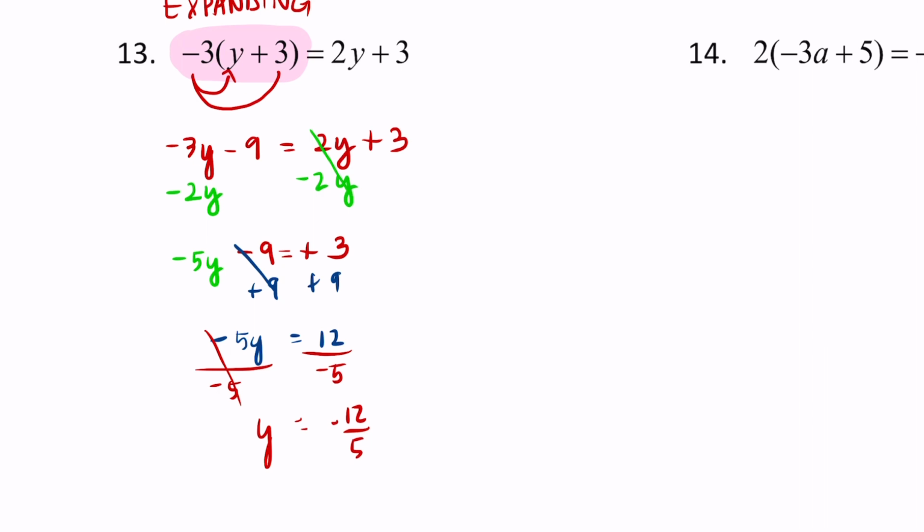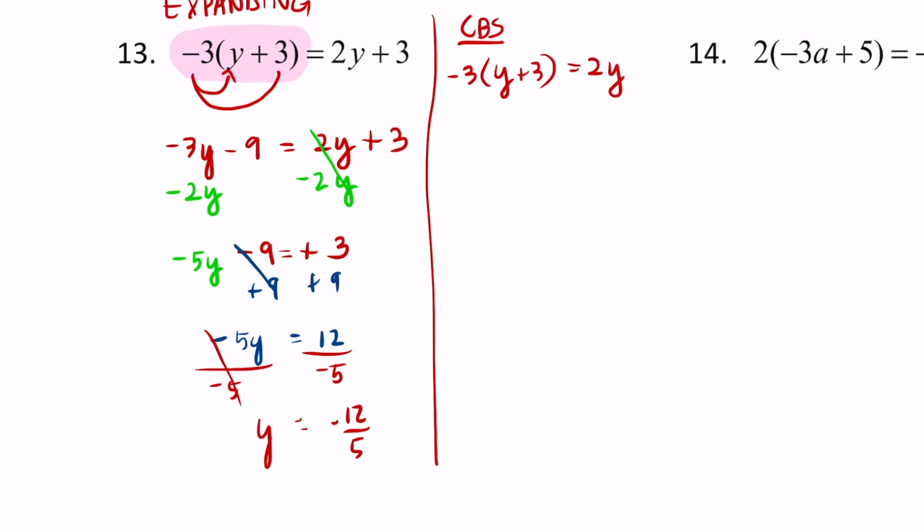And I would leave it like that, okay? So now let's check by substitution, okay? So you have negative 3y plus 3 equals 2y plus 3, okay? So negative 3, and what is y? Negative 12 over 5, plus 3 equals to 2 times negative 12 over 5 plus 3. Okay, so let's distribute.